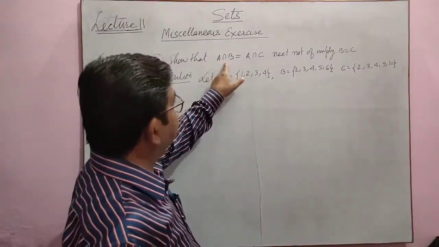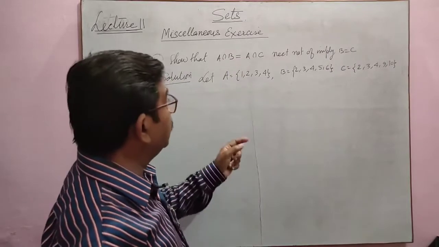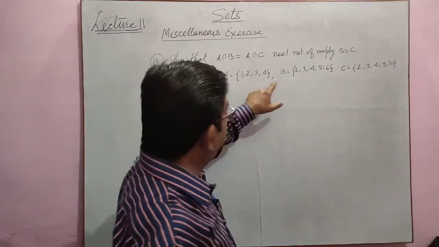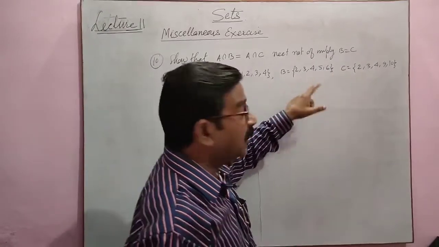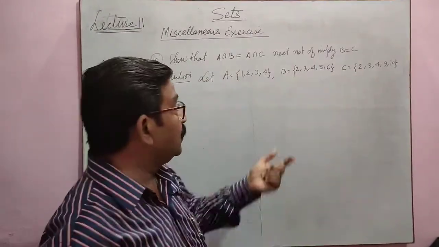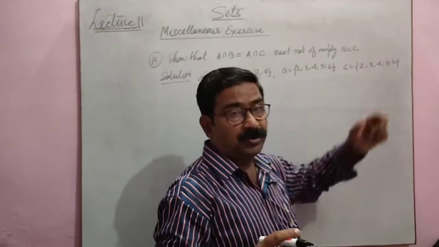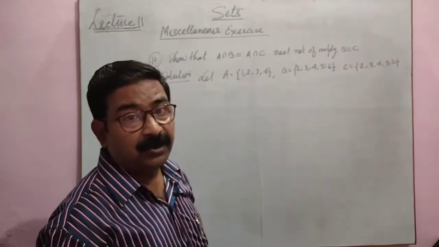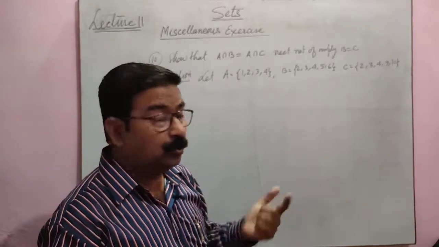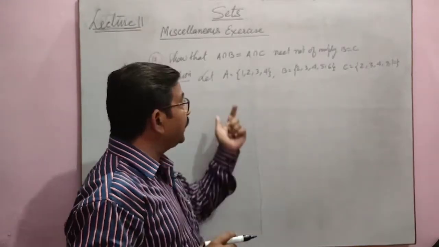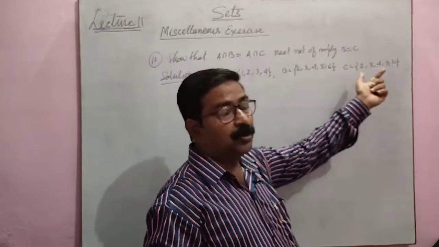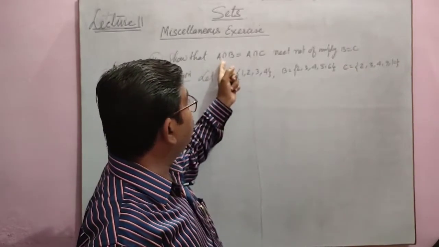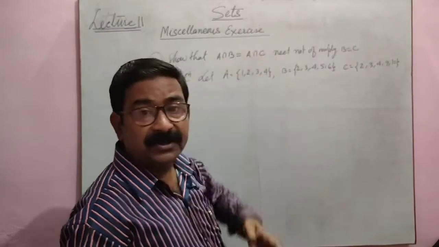Find first A intersection B. Check whether A intersection B, because here B is not equal to C. See, I have taken such elements so that B is not equal to C. This has to be shown. Need not imply B is equal to C, means B is not equal to C. Now first thing we have to show that A intersection B is equal to A intersection C.